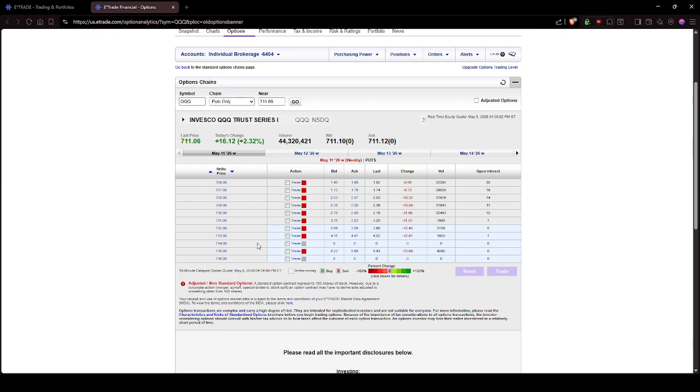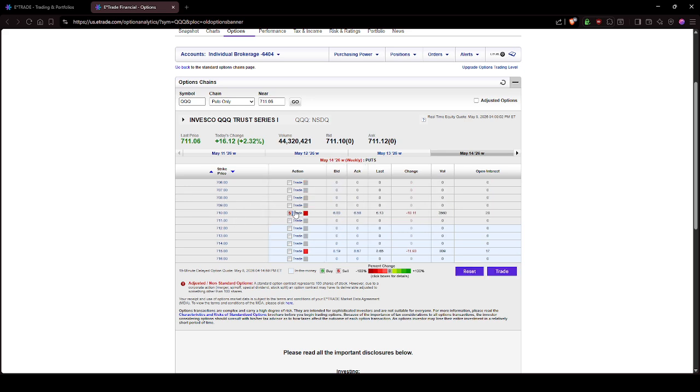Next, find the option chain for your selected stock. Look for the put options, which are typically listed with different expiration dates and strike prices. You will need to choose the specific strike price and expiration date for the put option you want to sell. Make sure you understand the risks involved and consider factors such as premiums and the stock's performance history.